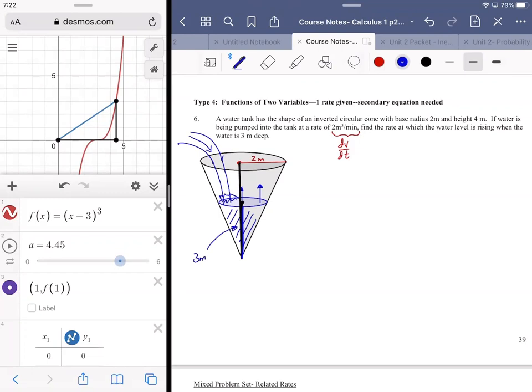The whole measurement, and it's kind of hard to draw the 4 in there without it being too messy, so I'm not going to. But the whole distance from the point down here to the base on the top is 4 meters. It's not going to be in proportion, visually anyway. So we want to know how fast that water level is rising. Well, we do know a couple of things. One would be the volume of a cone. Maybe you don't know that formula, but you know one exists.